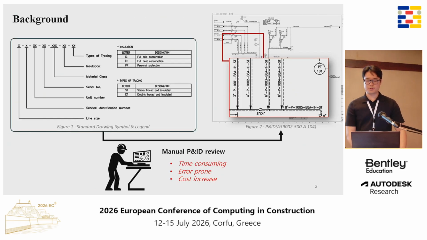P&IDs are among the most critical plant design documents, and their quality directly affects safety and efficiency. But checking the line numbering schema and the required design attributes is still done by hand. This is time-consuming, error-prone, and very costly. So we target foundational checks: whether the numbering rules appear correctly and whether each drawing includes the essential design information.